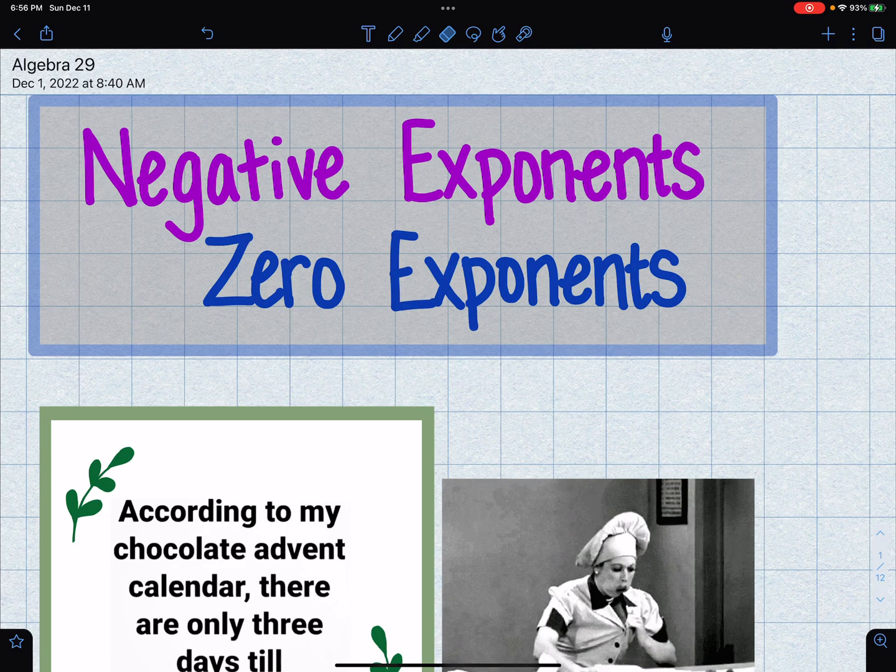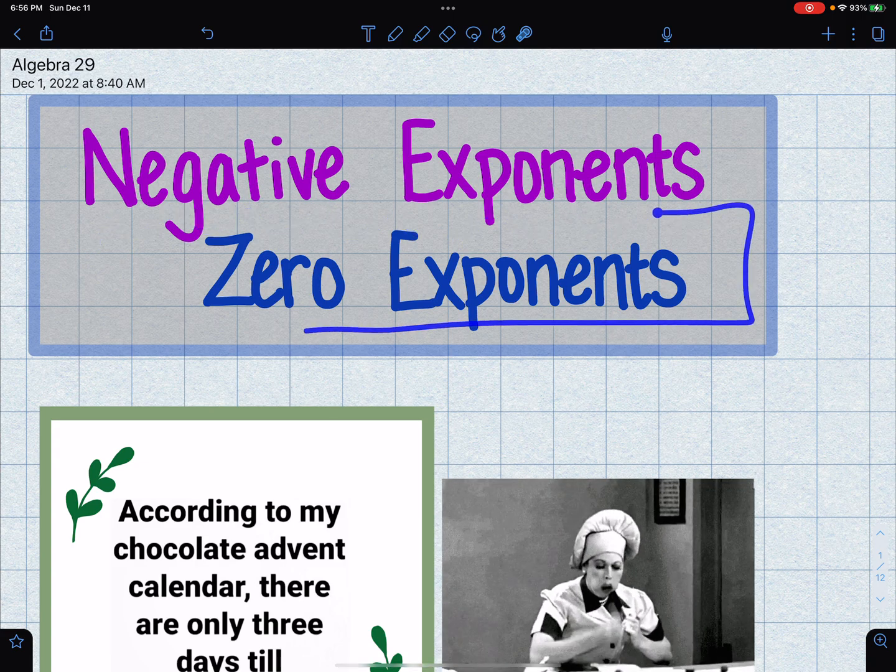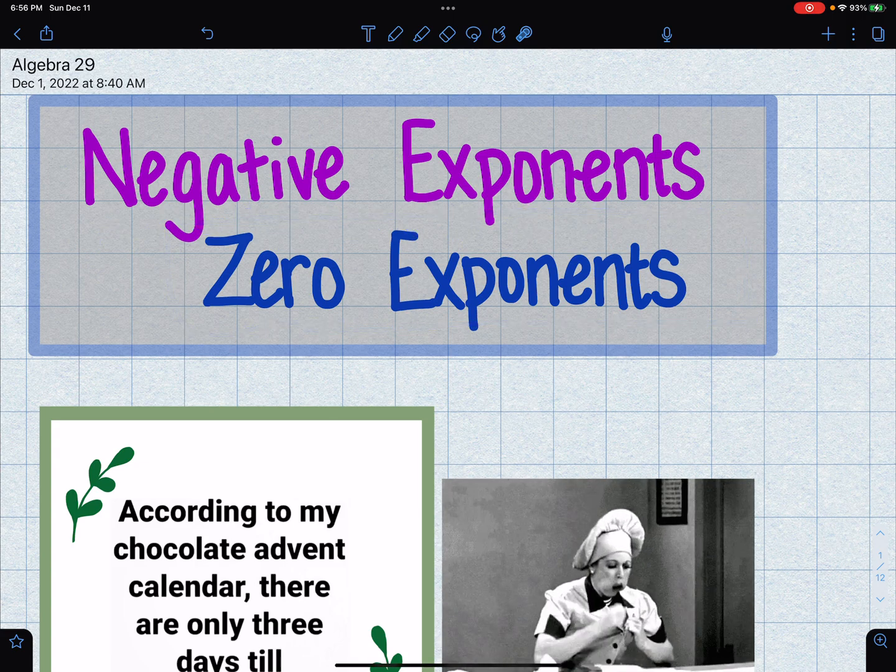Hi there, Addie. We are going to do lesson number 29 today, and it starts on page 121 if you want to follow along. Today, we are going to talk about negative exponents, and then we're going to talk about zero exponents, but that's going to be super easy. It'll take 30 seconds literally, and then you're going to have it down.